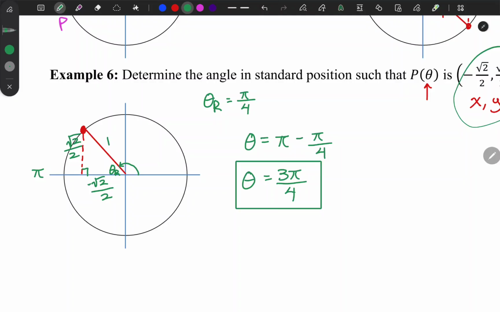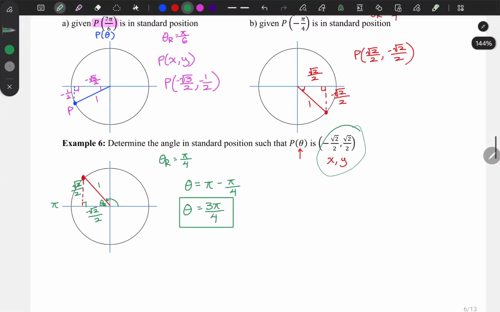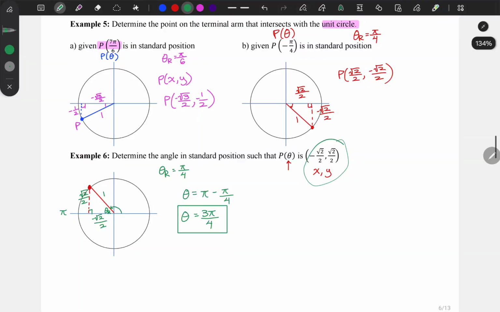And that's really just the basic idea behind what we're doing. So we may start with an angle and be able to find a point on the unit circle. We may start with a point on the unit circle and be able to find an angle. Right now, we are sticking with special angles that we know a special triangle for.